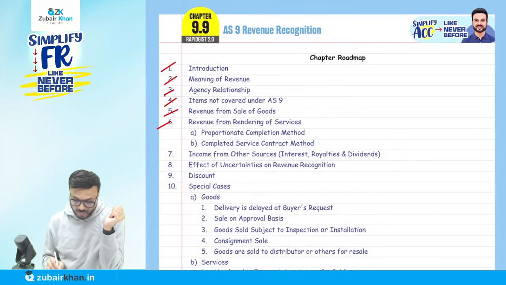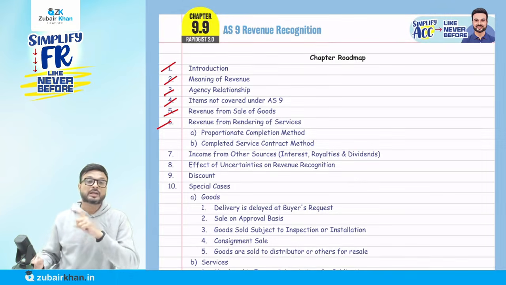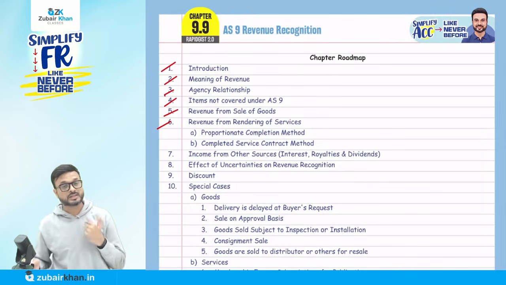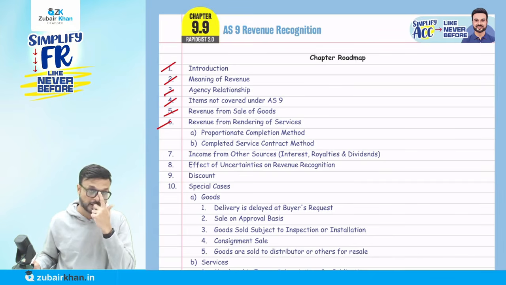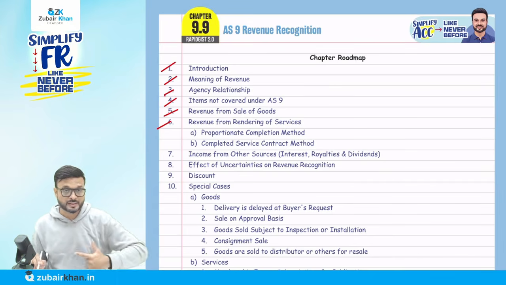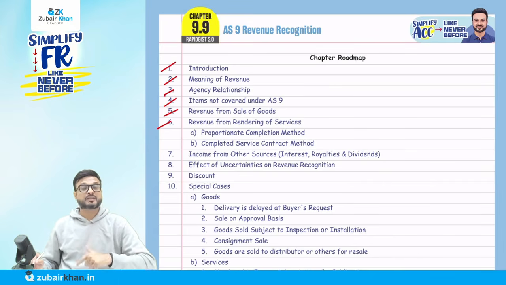When it comes to rendering of services, there are two types of services: completed service and proportionate service. In case of proportionate services, we are going to record revenue proportionately, when it involves more than one act.